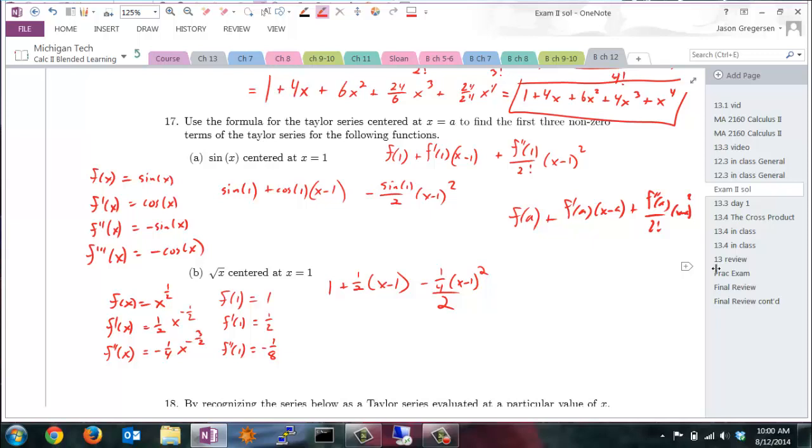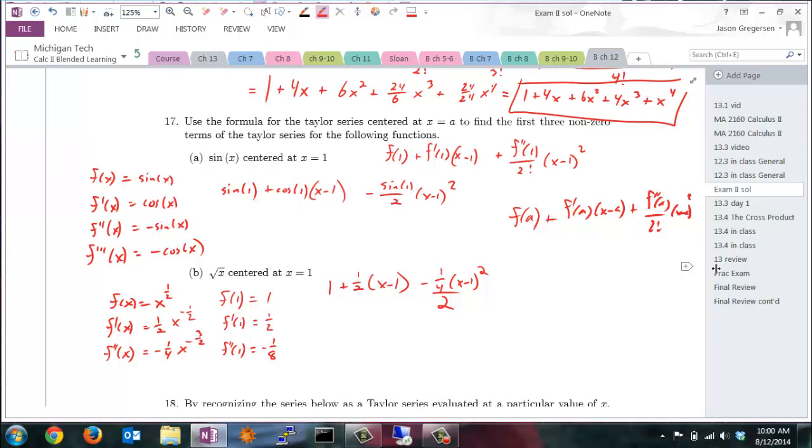And then I have to take the derivative of sine. The derivative is cosine. Cosine evaluated at 1 is cosine of 1, whatever that number is. So I have the derivative at 1 times x minus 1. And I take the second derivative. It's negative sine of x. I evaluate that at 1. That's my second derivative evaluated at 1 piece. That's negative sine of 1 over 2 factorial times x minus 1 squared.